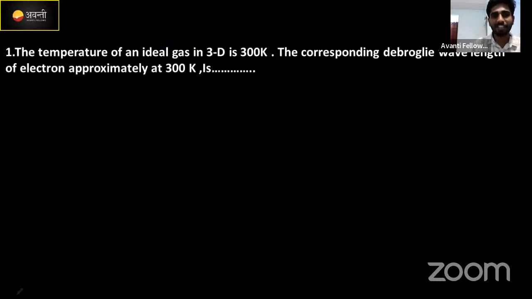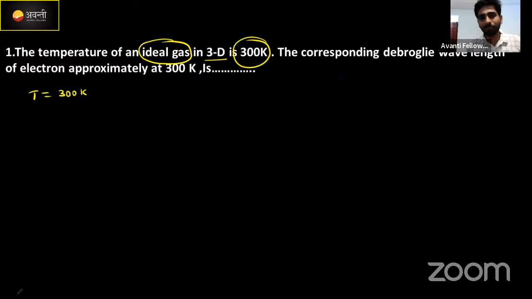The temperature of an ideal gas. Okay, while writing the question, be careful, and while reading the question, note what they have given. First you write, mention the things. The temperature of an ideal gas in 3D is 300 Kelvin. They have given the temperature, 300 Kelvin.